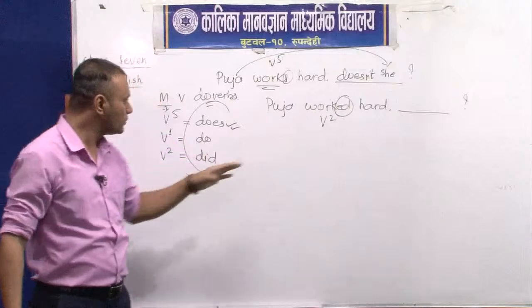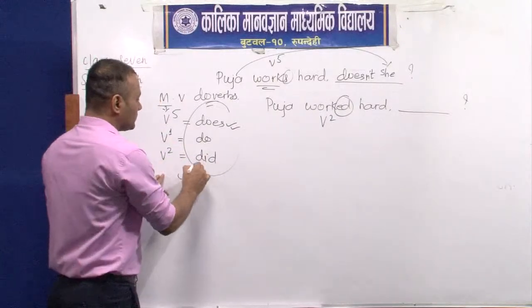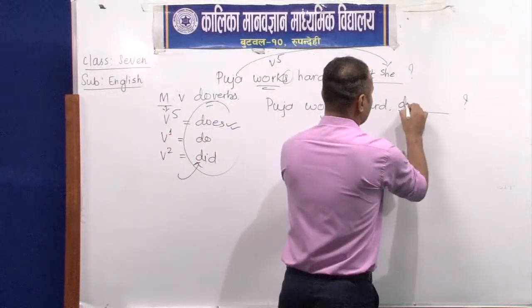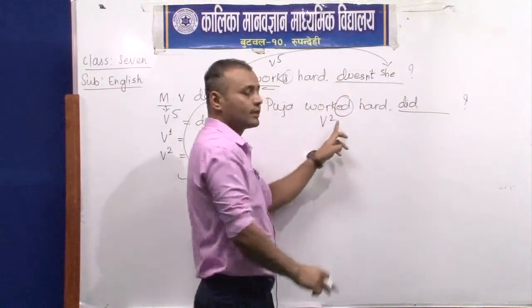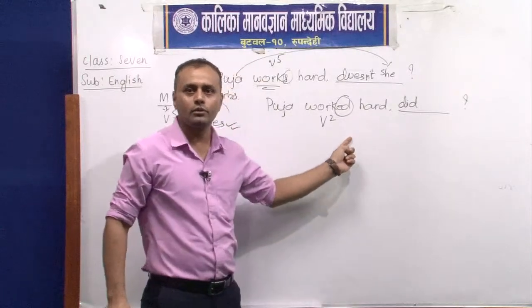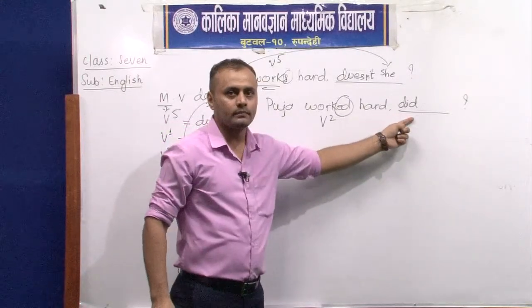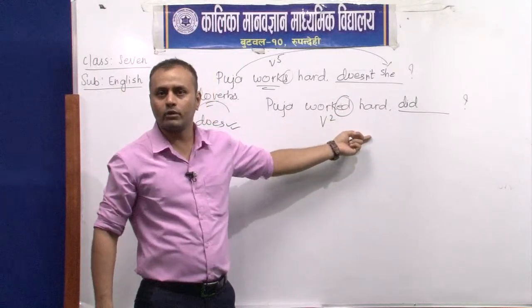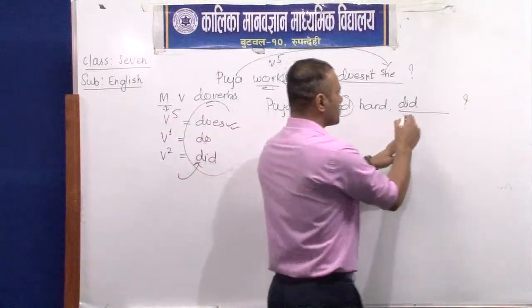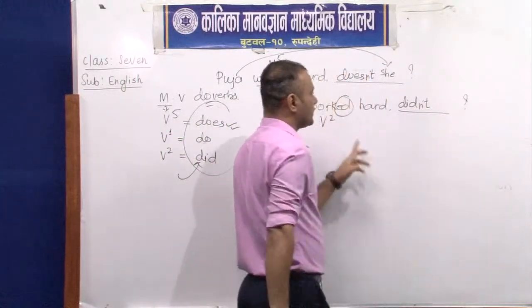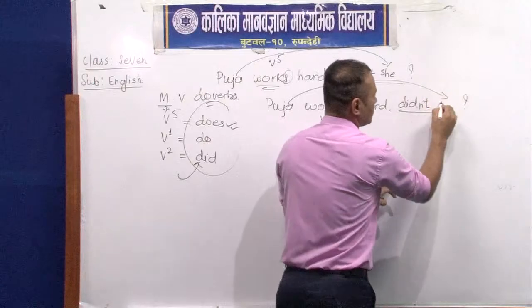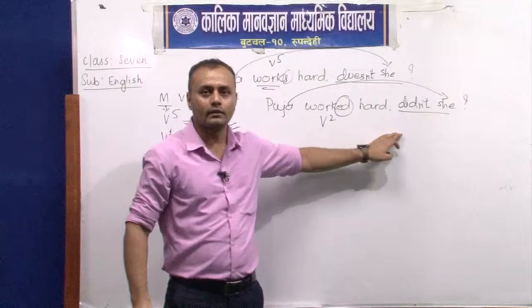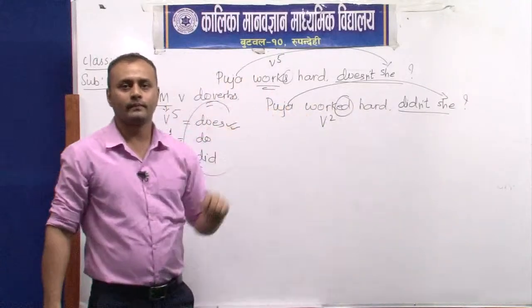So, if there is verb 2, then we have to go after did, your tag becomes like this, did, because there is verb 2, okay. Just because there is verb 2, your tag became did here. After that, find out whether the sentence is positive or negative, positive one more time. So, if your sentence is positive, use not here, didn't, and again the subject is she, didn't she. Pooja worked hard, didn't she is the tag.